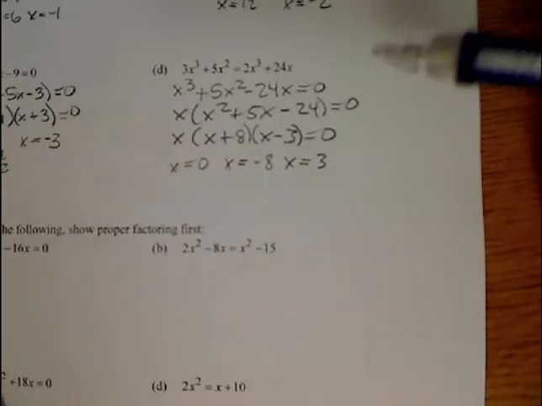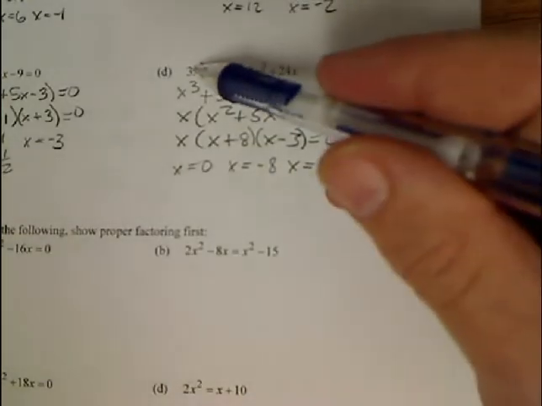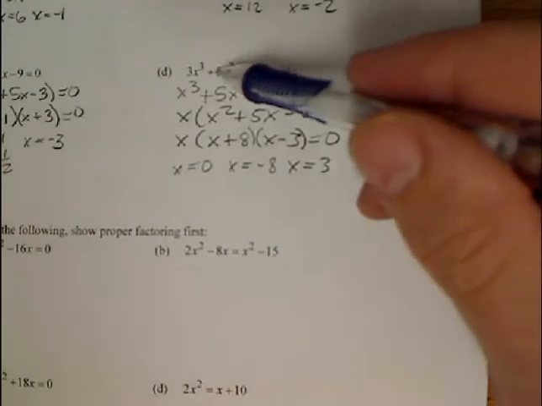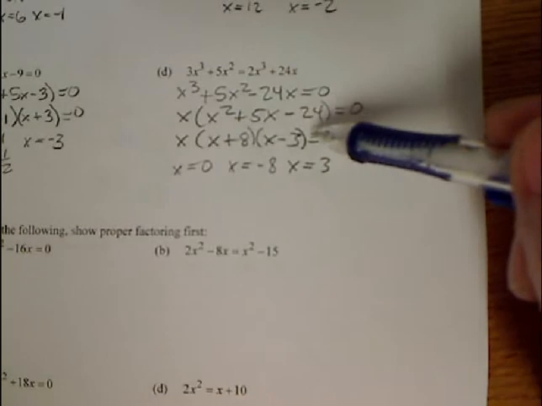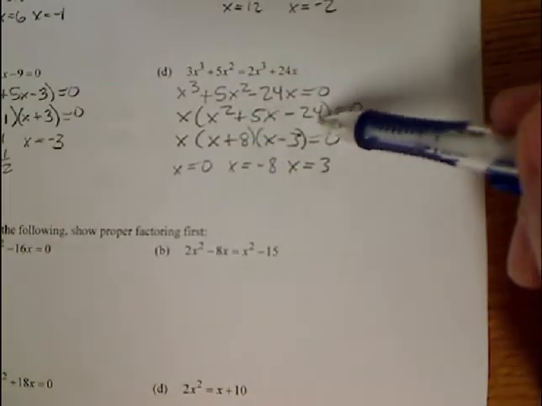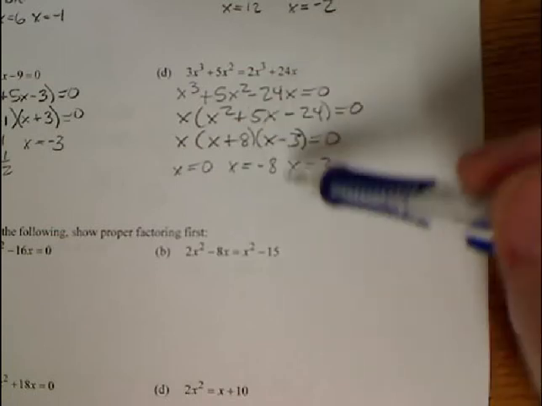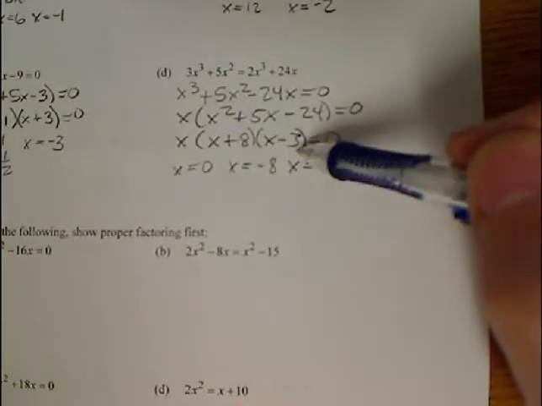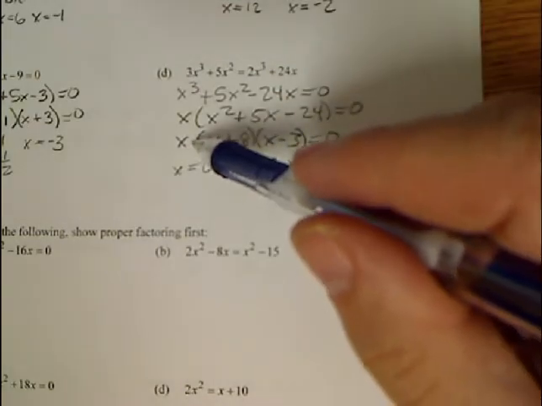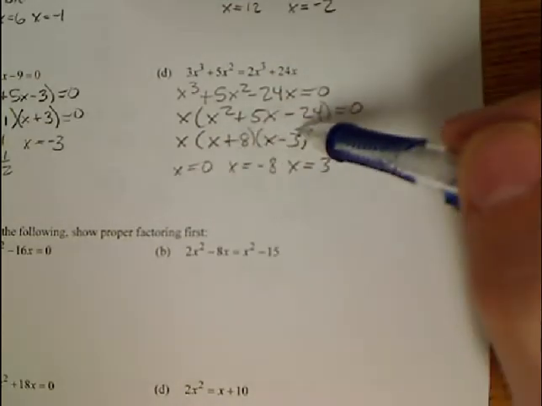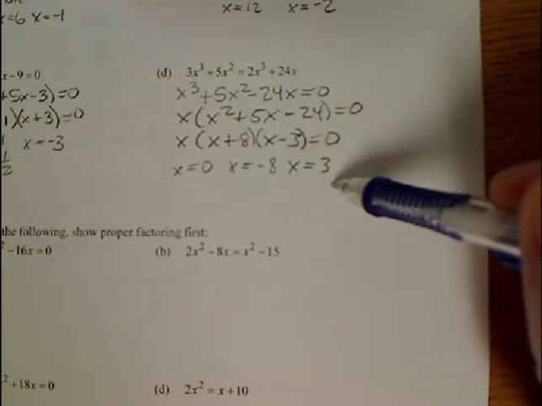On this one, move everything so that the highest power is going to be positive. Subtract 2x cubed, subtract 24x. Then I give them order. I can factor out an x. This leaves me x squared plus 5x minus 24. I need two numbers that multiply to give me negative 24 but add to 5. That would be positive 8 and negative 3. So x plus 8, x minus 3. So we get either x equals 0, x plus 8 equals 0, x minus 3 equals 0. So I get x equals 0, x equals negative 8, and x equals 3.